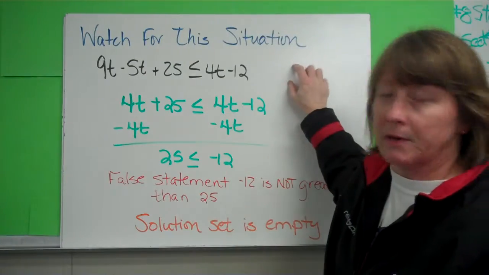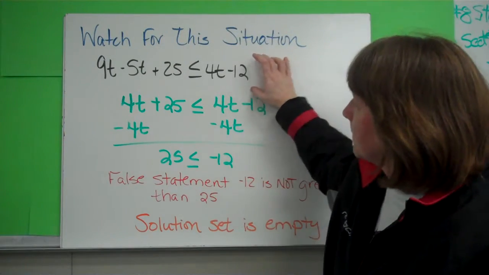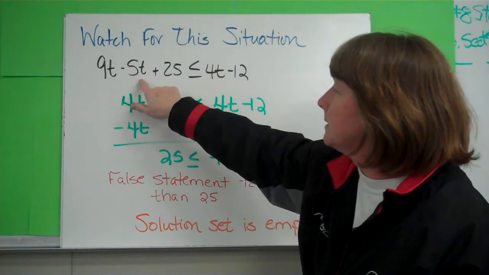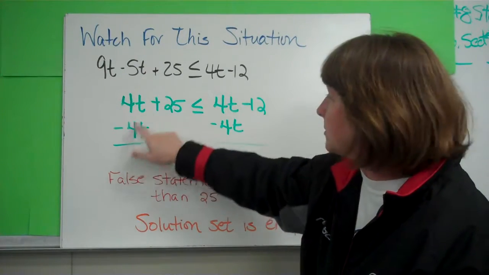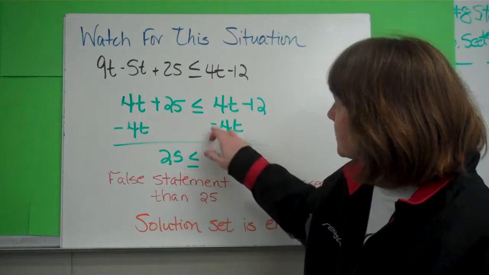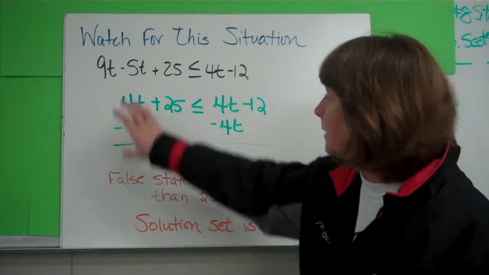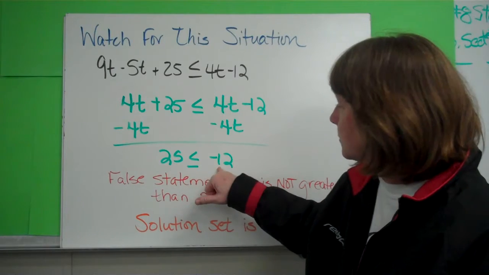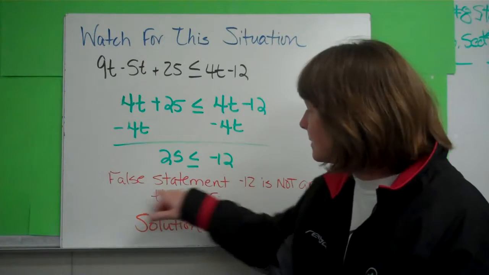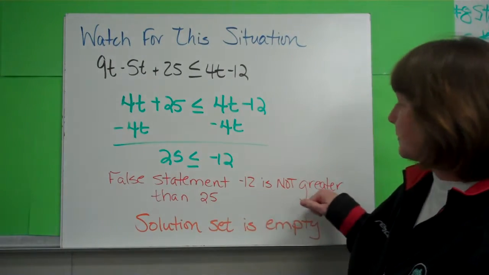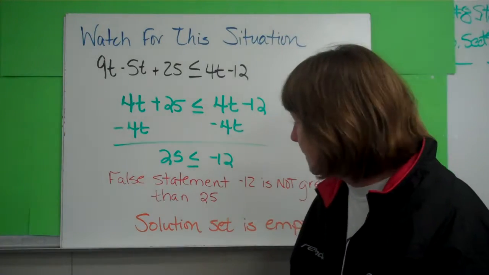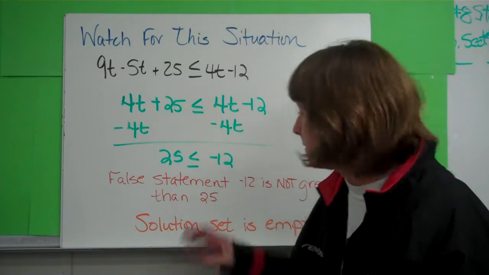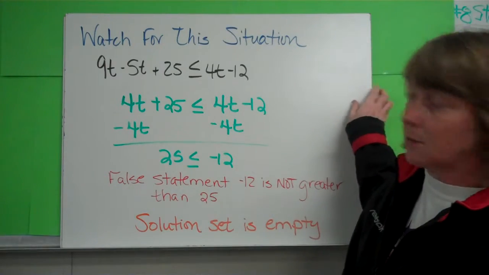Watch for this situation though. In this problem, first thing we have to do is combine like terms, so we have to combine the 9t and the negative 5t, which gives us 4t. But when we subtract the 4t, we cancel out our variables, and we have 25 is less than or equal to negative 12. This is a false statement. Negative 12 is not greater than 25. Therefore, your solution set is empty. There are no real numbers that will solve this inequality.